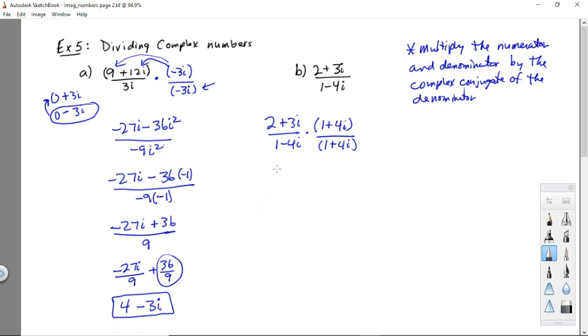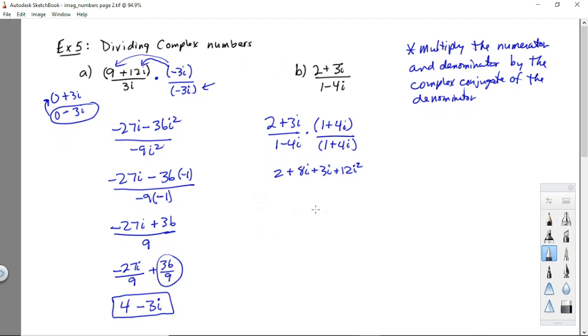When we FOIL the top, we get 2 plus 8i plus 3i, and then plus 12i squared. So just when you thought the i's were going away, 12i squared. And that's actually a good thing to see, because that i squared is going to go away, because that's just -1.